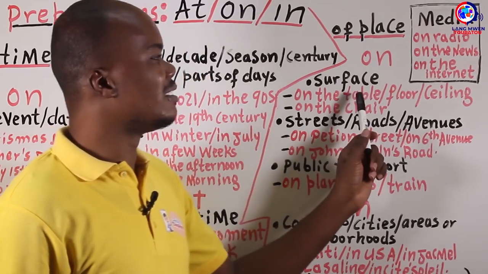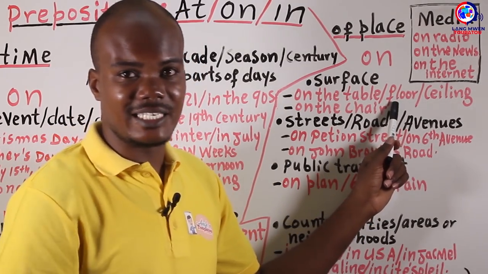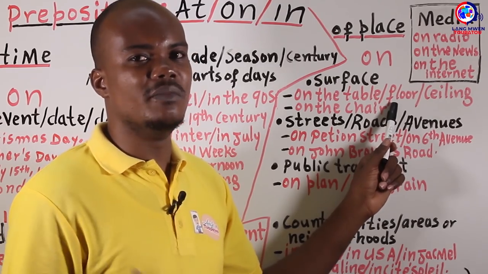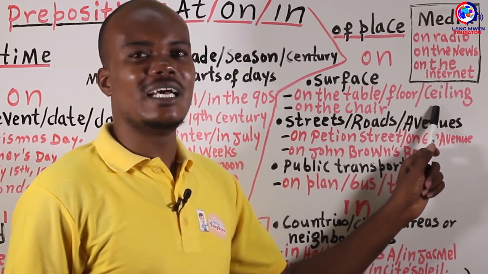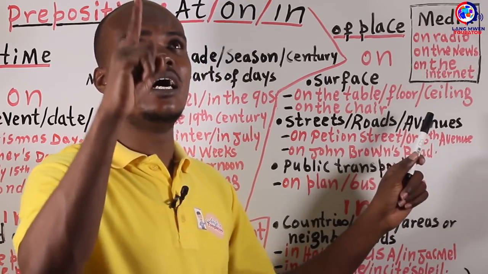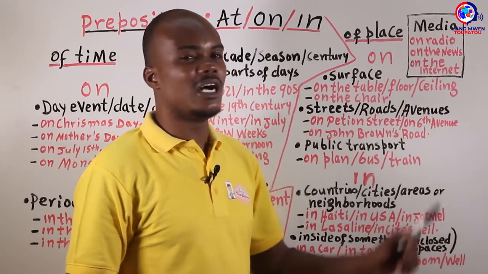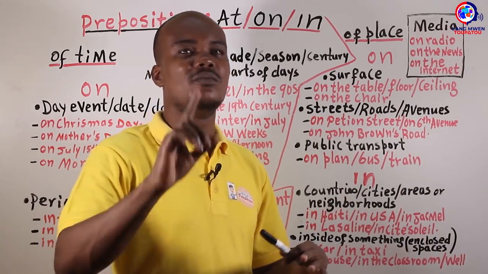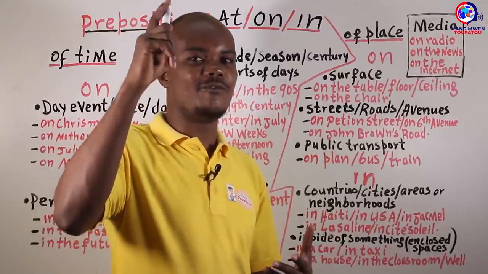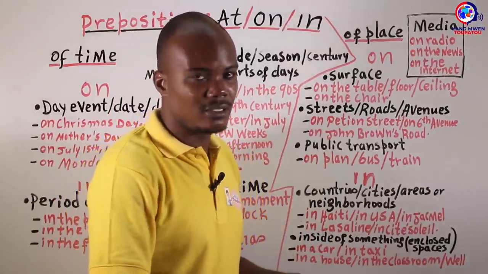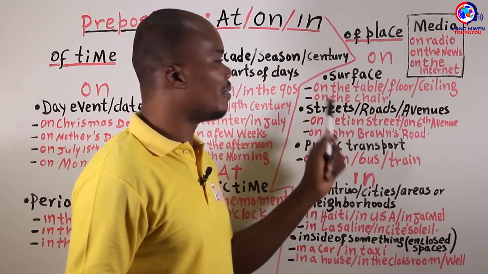I say on the table, I say on the floor, floor qui signifie à terre, and floor also means étage. So I say on the floor, I say on the ceiling, plafond. So you use preposition on when talking about the surface. Regarde telle chose sur le ceiling, ça veut dire sur le plafond, hein? Regarde telle chose à terre. Donc, on peut utiliser la préposition on to talk about surface.